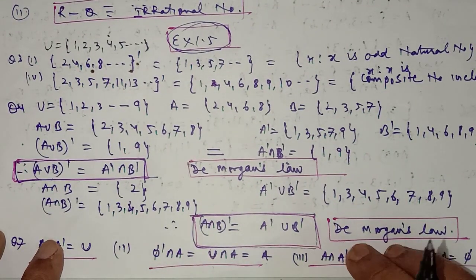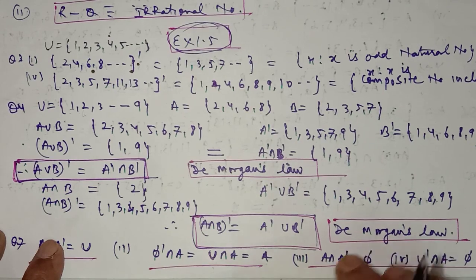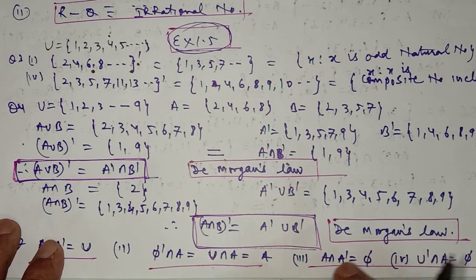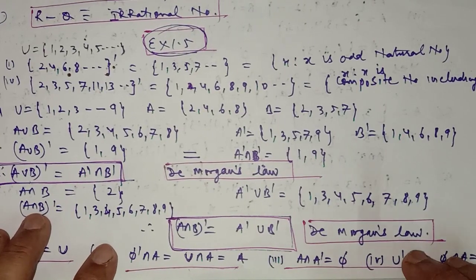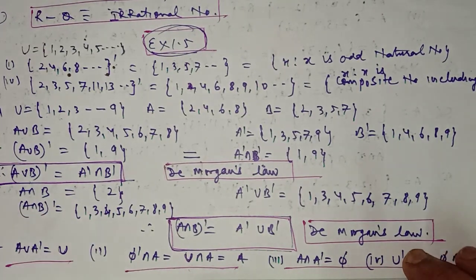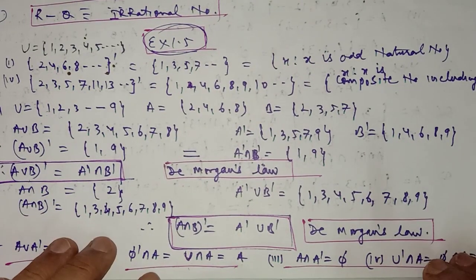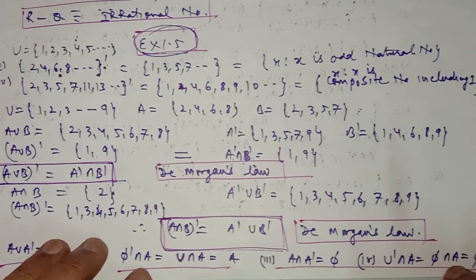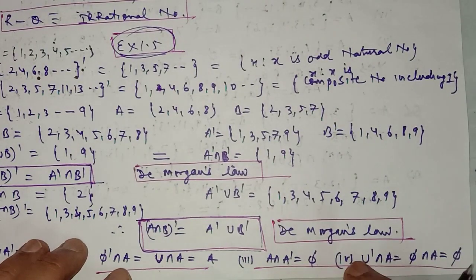Now A intersection A complement: A complement means those elements which are not in A, so there is no element common in these two, so it will be empty. Now universal complement will be equal to empty, and empty intersection A will be equal to empty, like this.